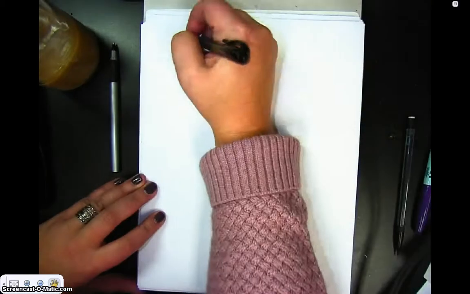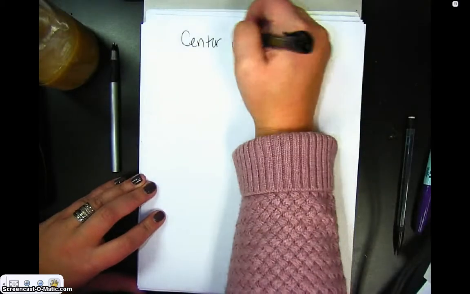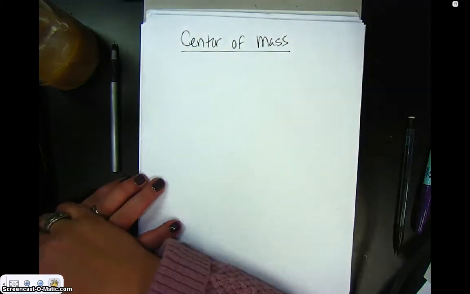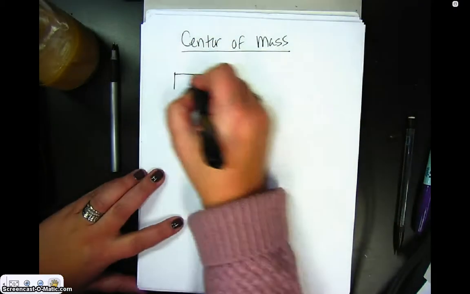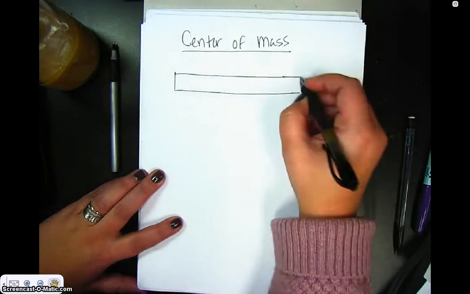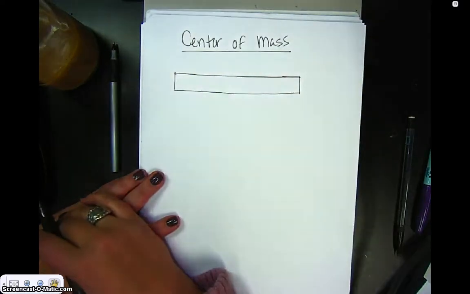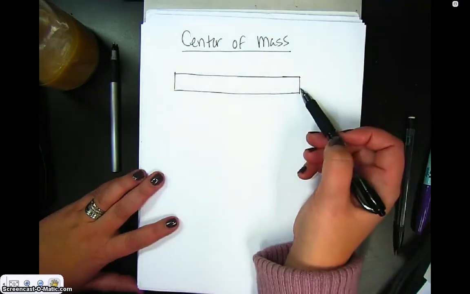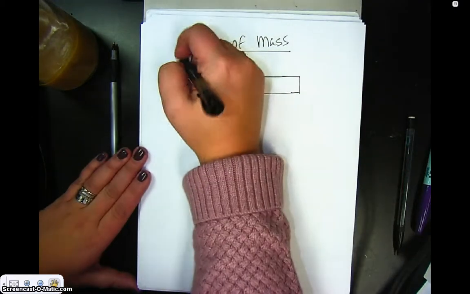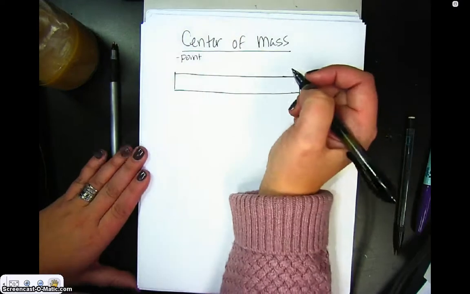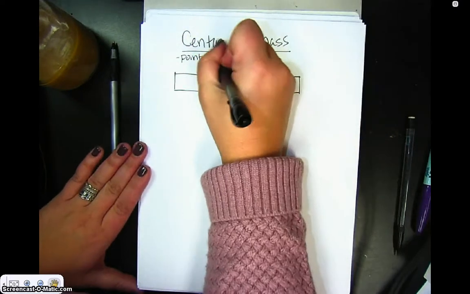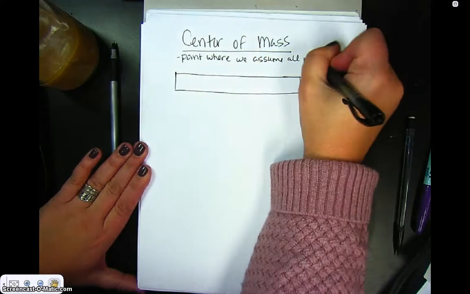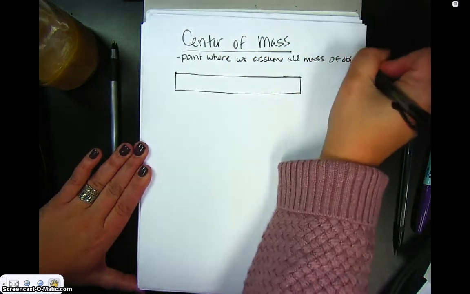Alright, so in this video we're going to first start talking about the idea of center of mass, and then I'll give you a very simple equation to start calculating torque. So let's say that we had an object like a beam or something, and its mass is evenly distributed throughout this object. Well, the center of mass would be the point where we can assume all of the mass of the object to be. So, the point where we assume all mass of the object is.